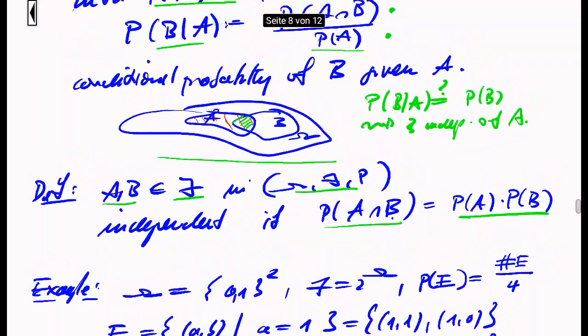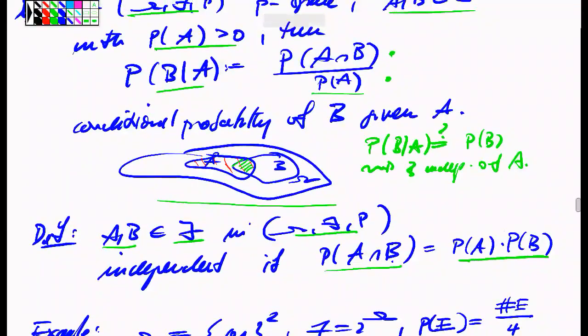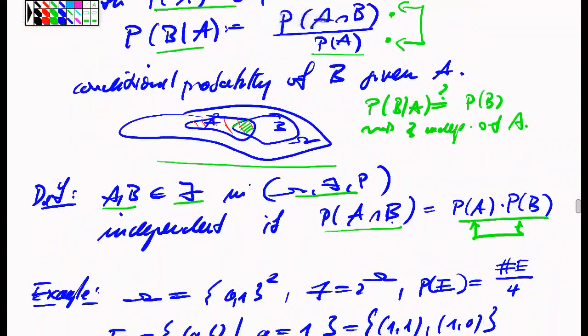Namely, in this case, in the definition of conditional probability of B given A, the numerator is just the product of P of A and P of B. So we see that P of A cancels out and we get back P of B. So in fact, if A and B are independent in the sense of the definition just given, then the conditional probability of B given A is in fact just P of B, if P of A is positive.